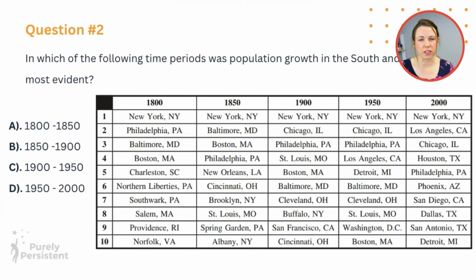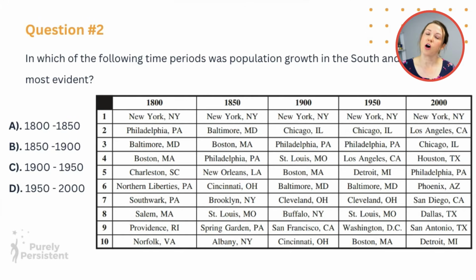Other than that, we're still in the east. And look at 2000. So here we have Los Angeles, California. And then we're in Houston, Texas. So that's in the south. Phoenix, Arizona, southwest. San Diego, south, or I guess west, southwest. Dallas and San Antonio. So we have quite a few in the south and west in 2000.